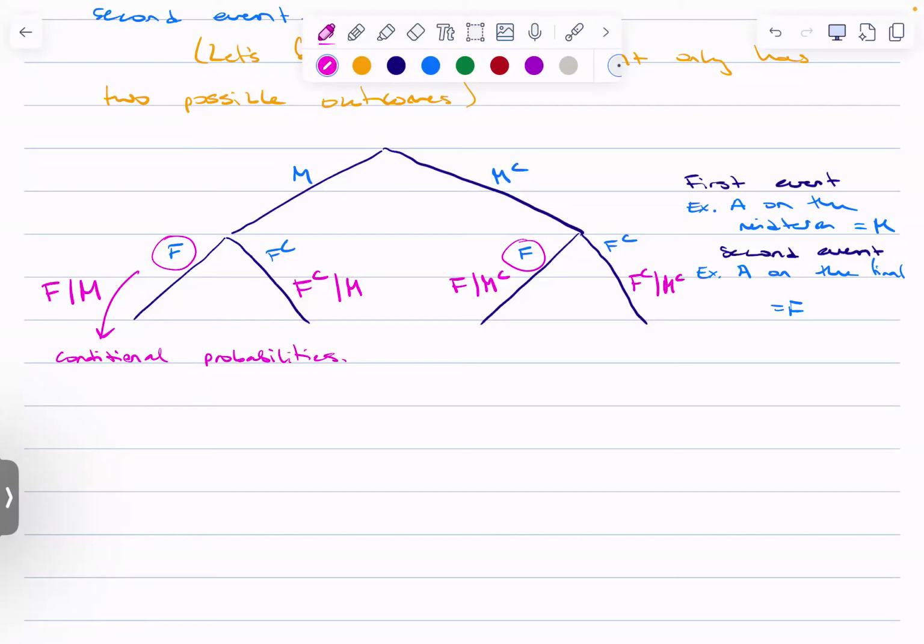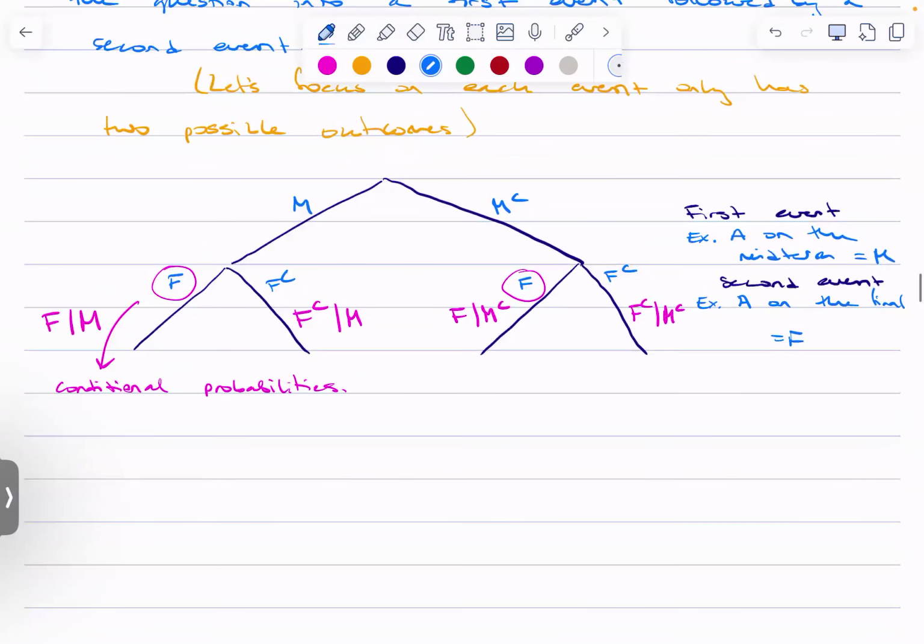Those are the events, but really we're trying to find probabilities, right? And so on each of these branches, we can attach probabilities. I'm just going to make some probabilities up. Let's say the probability that you got an A on the midterm is what? 0.8. Wow. That's great.